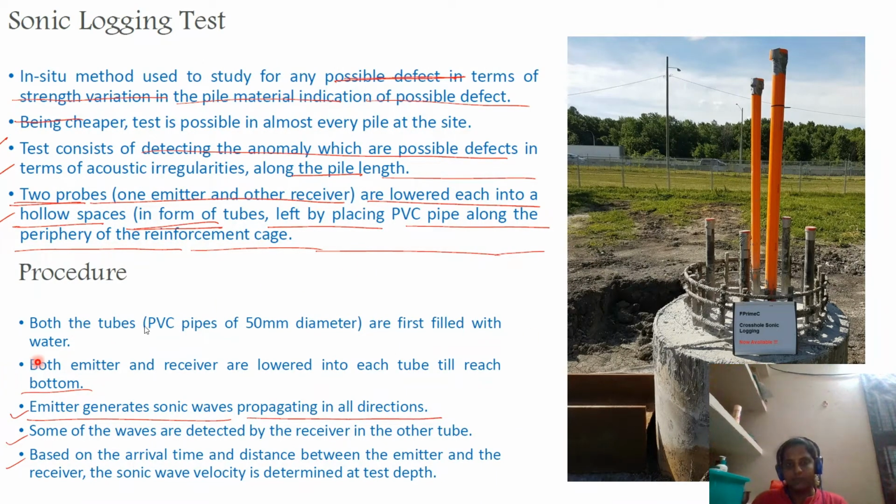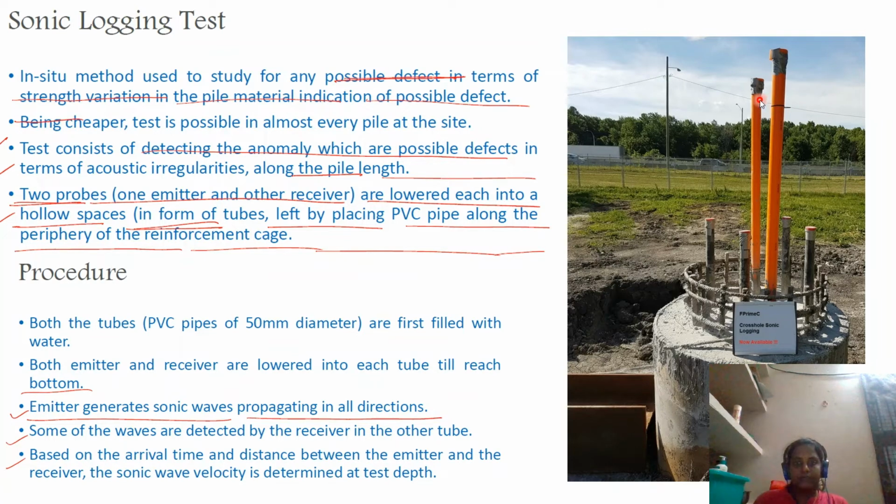That is the first step. We cannot insert our receiver and transmitter in an empty tube, so we are going to fill all these pipes with water. Both the emitter and receiver are lowered into each tube till they reach the bottom. So we are going to find out from the bottom to top how the signal is being transferred.